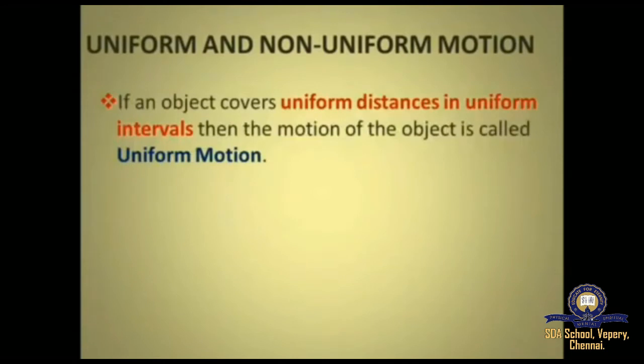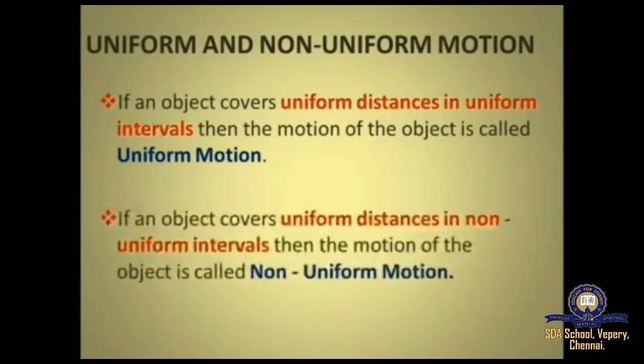So what is uniform motion? If an object covers uniform distances in uniform intervals, then the motion of the object is called uniform motion. And what is non-uniform motion? If an object covers uniform distances in non-uniform intervals, then the motion of the object is called as non-uniform motion.